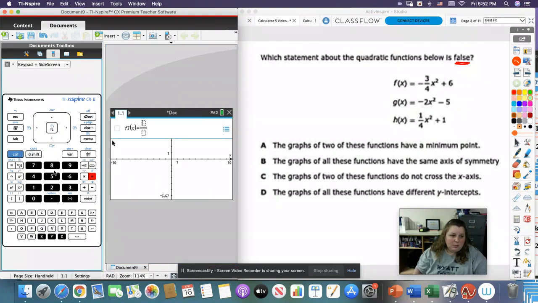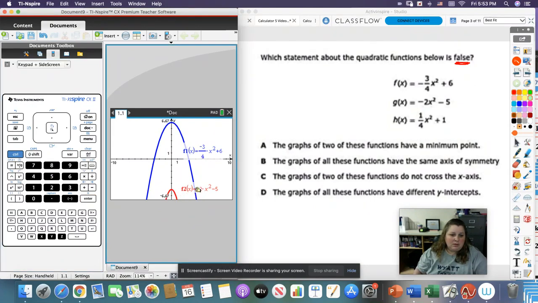Control divide, remember, is your fraction. Negative 3 over 4 x squared plus 6. Enter. Hit tab to type the second one. Negative 2x squared minus 5. Enter. You can see it down there, barely.